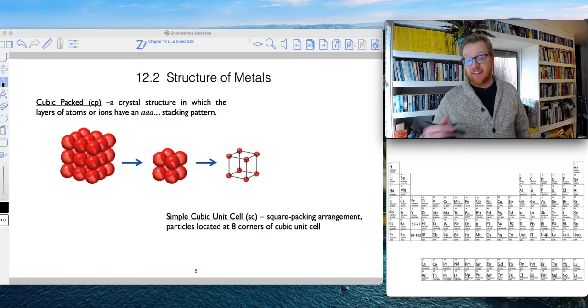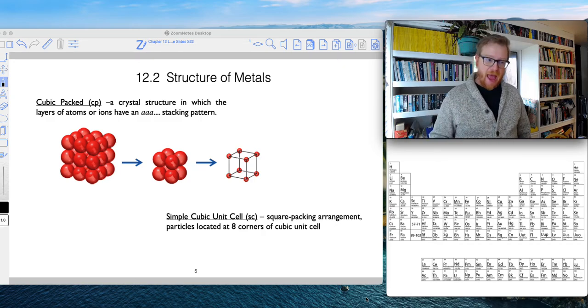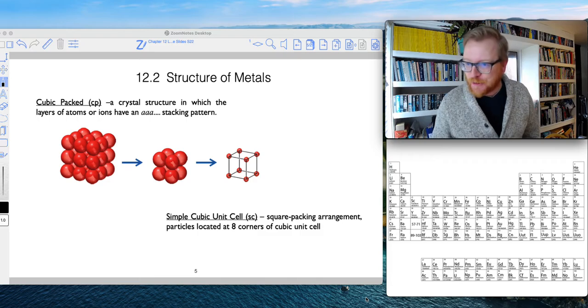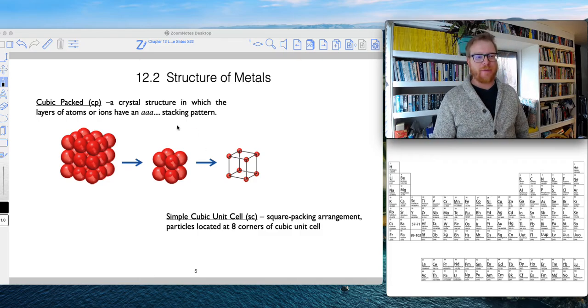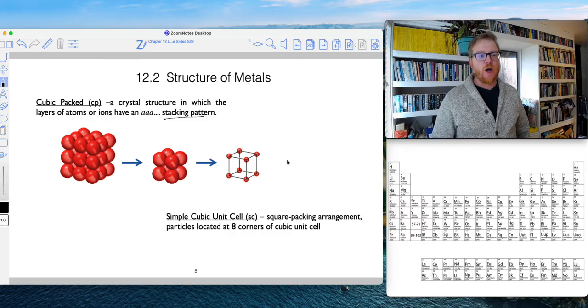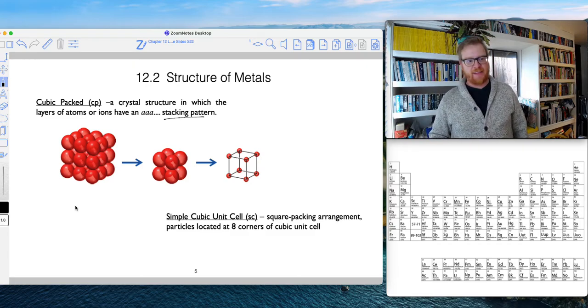A little bit and look at these packing patterns, or stacking patterns is what I meant to say. Stacking pattern, and the unit cell that manifests as a result. Okay, so this is our simplest way to pack atoms together. And it's also the least efficient way to stack the atoms together.